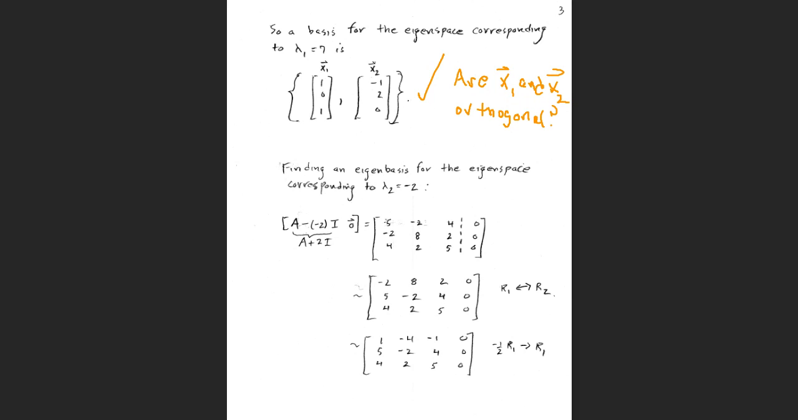That's correct, Mikhail. Since the dimension of this eigenspace corresponding to λ1 equals 7 is 2, the dimension of the eigenspace corresponding to λ2 would have to equal 1. In other words, the basis consists of one eigenvector. We know this symmetric matrix is diagonalizable. But notice the vectors x1 and x2 are not orthogonal.